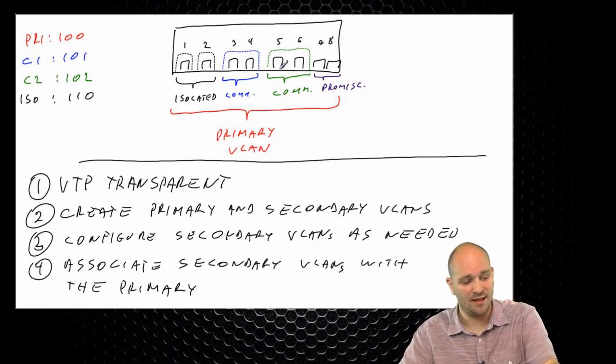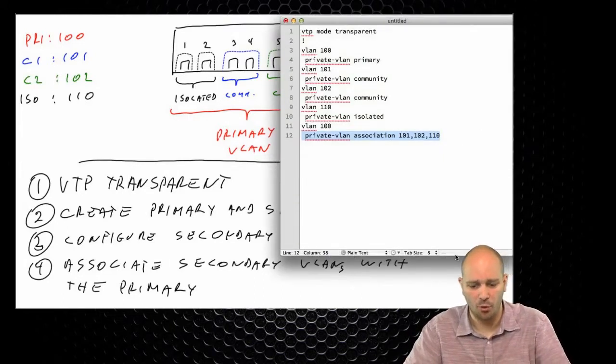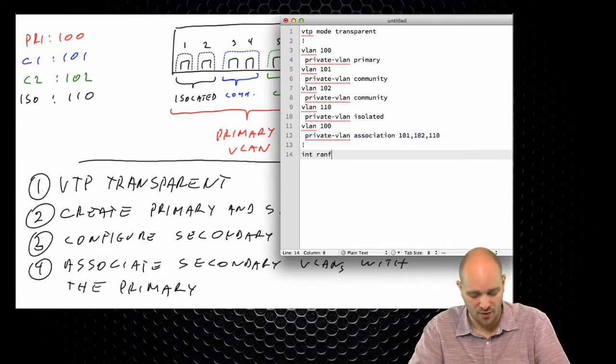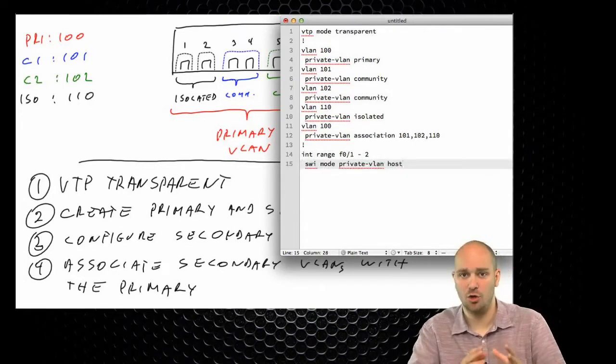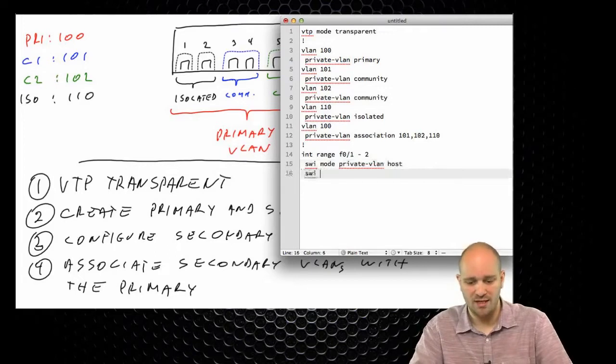Now let's take a look at how we actually configure different ports. We can say interface range FastEthernet 0/1 to 2. This is going to configure our isolated ports, and here I'm going to declare them as switchport mode private-vlan host. This tells the switch that this is going to be a host port and not a promiscuous port. Then we say switchport private-vlan host-association.